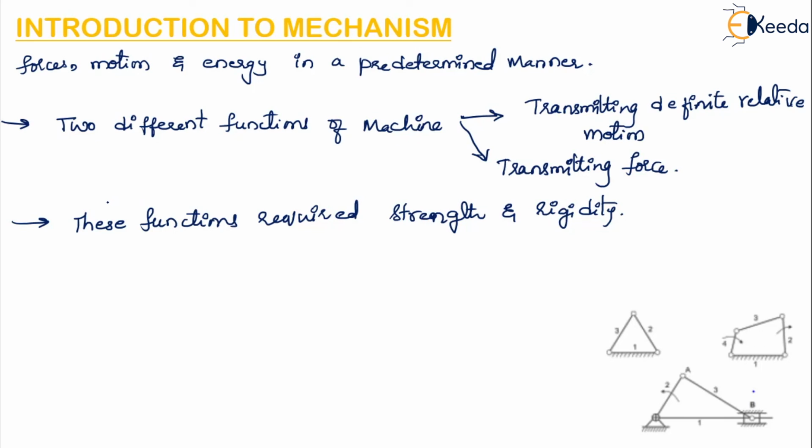So this is all about the introduction to mechanism. So here we have studied about kinematics, what is a kinematic link, what is a kinematic pair, different types of kinematic pairs and how they are classified. Then what is a mechanism, how mechanisms are formed, and we have studied about machine and what are the functions of machine. So I hope you have understood the topic.